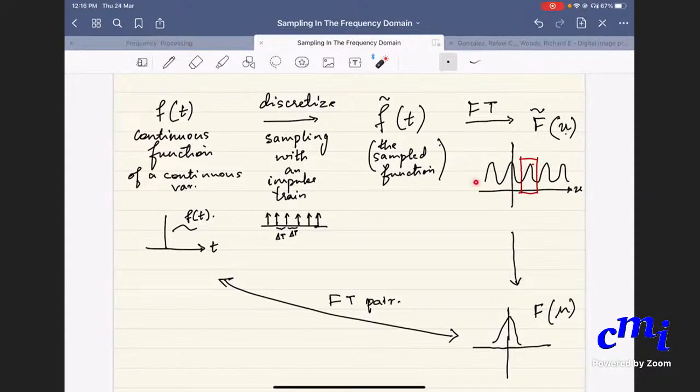Now, how these periods appear depends entirely on the sampling scheme, or the sampling distance. We will show all this. If the sampling distance is good, only then can you extract an entire piece like this and recover the entire function. But if the sampling is not good, then you will not be able to do this entire process.